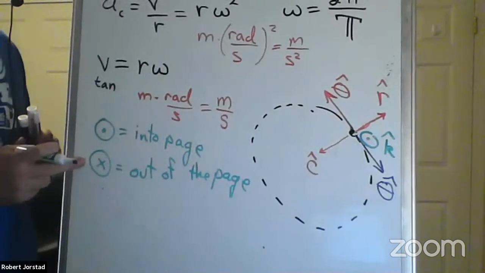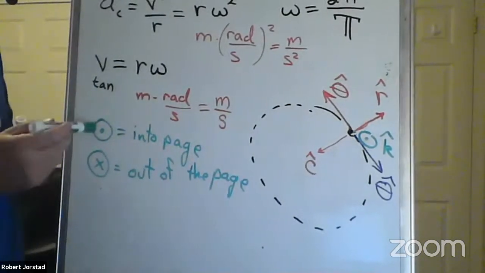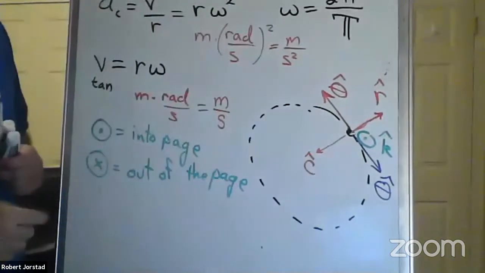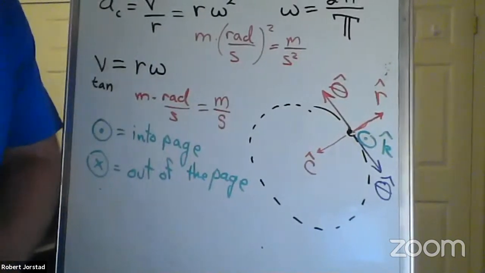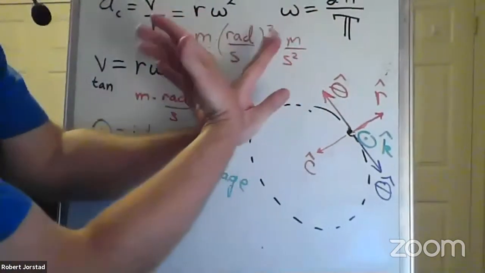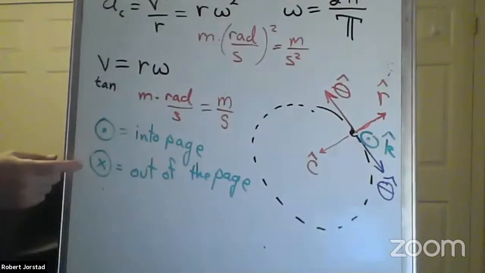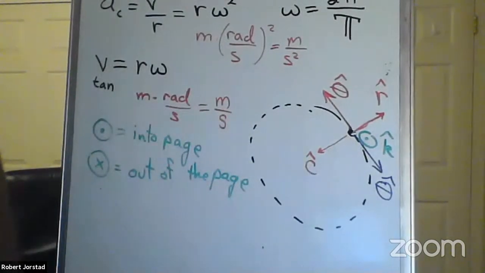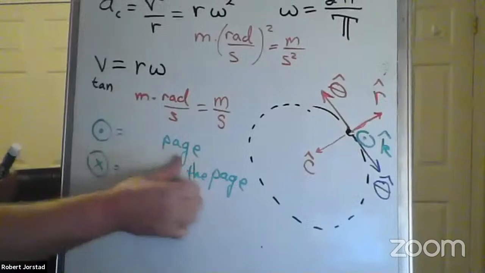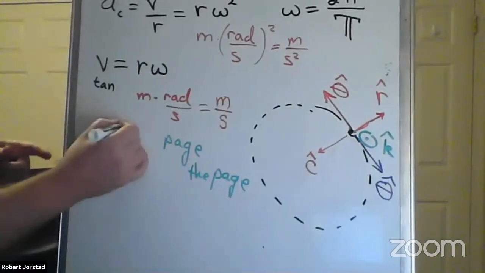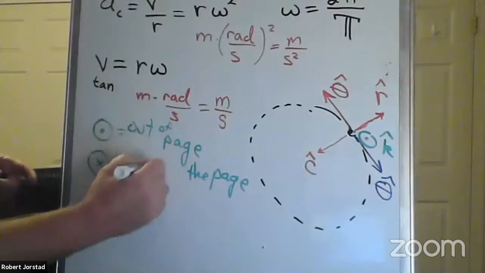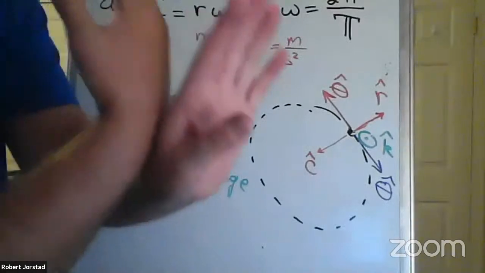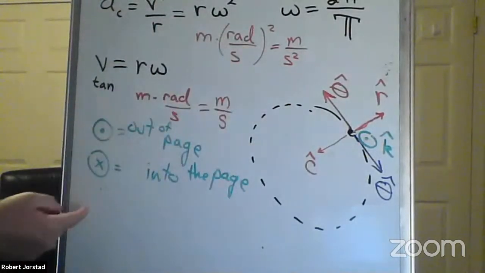So right here, I like to remember this by thinking of the dot as being like an arrow flying out of the screen to hit you, and the X being like the feathers of the arrow flying away from you. So this is supposed to be out of the page, meaning away. Whoops, I switched them, didn't I? Sorry about that. That was a total mistake. X is into the page, flying away from you into the page. Sorry, I misspoke there.